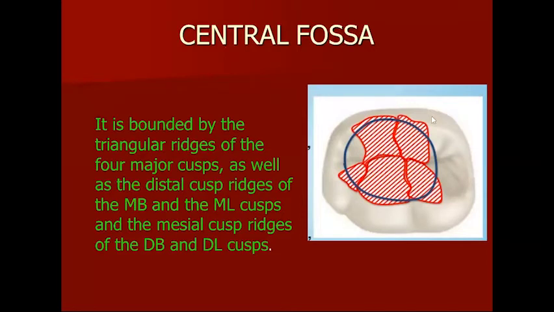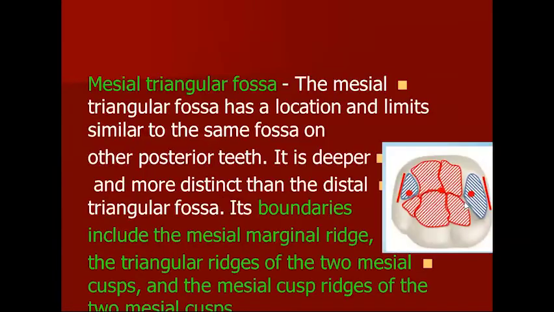Mesial triangular fossa. The mesial triangular fossa has a location and limits similar to the same fossas on other posteriors. It is deeper and more distinct than the distal triangular fossa. Its boundaries include the mesial marginal ridge, triangular ridges of the two mesial cusps, and the mesial cusp ridges of the two mesial cusps.